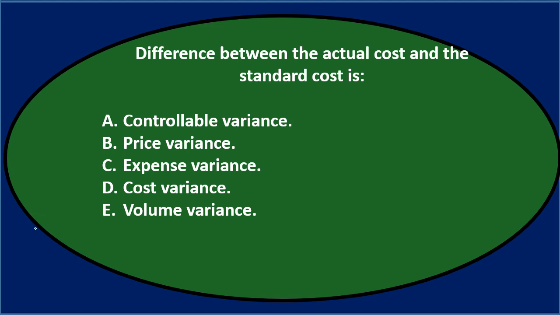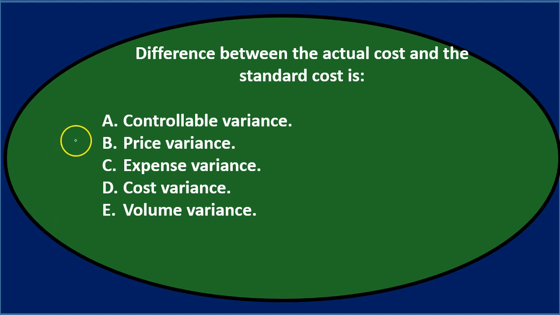First question: the difference between the actual cost and the standard cost is either A, controllable variance, B, price variance, C, expense variance, D, cost variance, or E, volume variance. Let's go through this again using the process of elimination. The difference between the actual cost and the standard cost is either A, controllable variance.